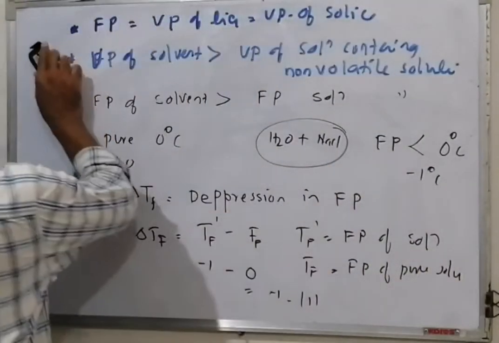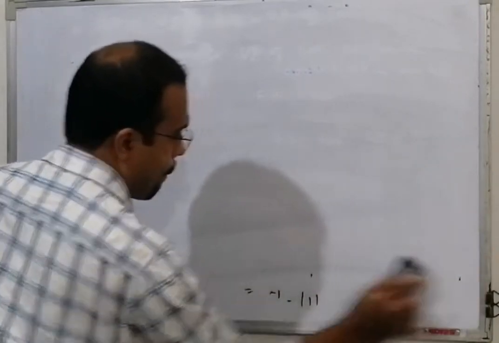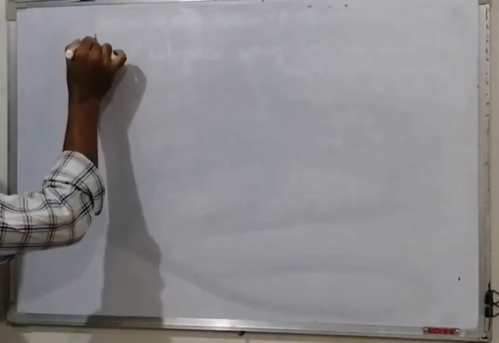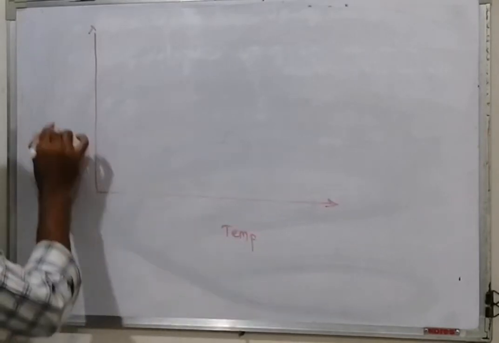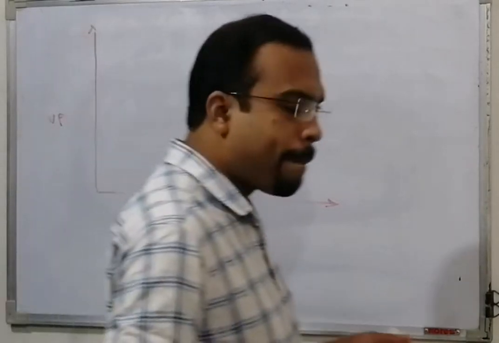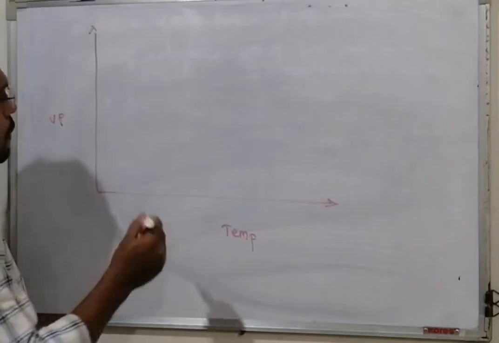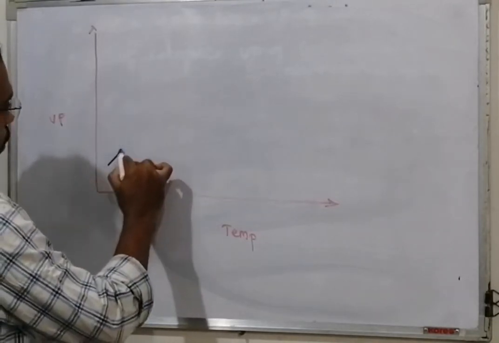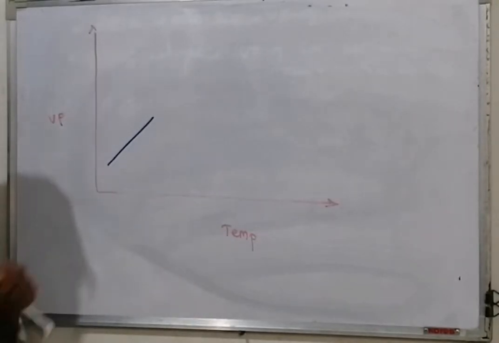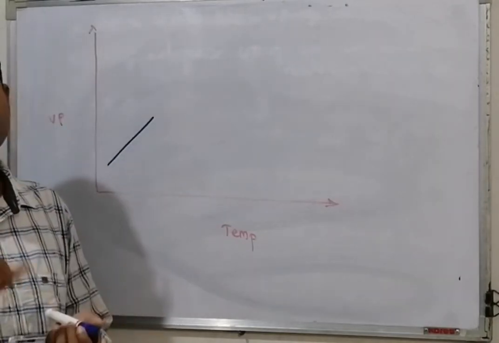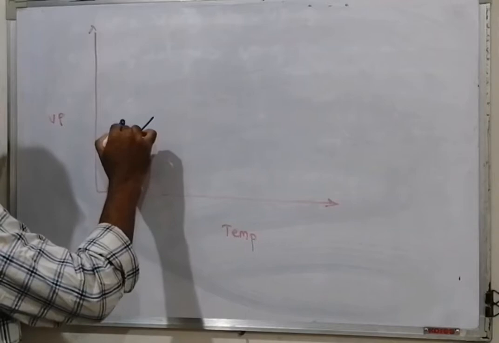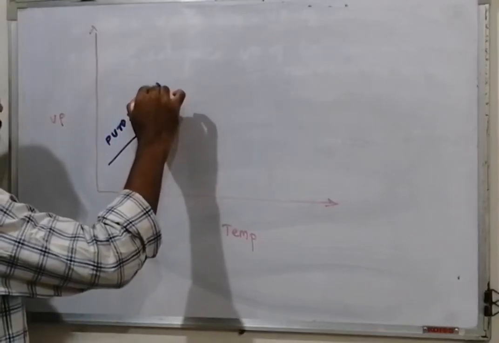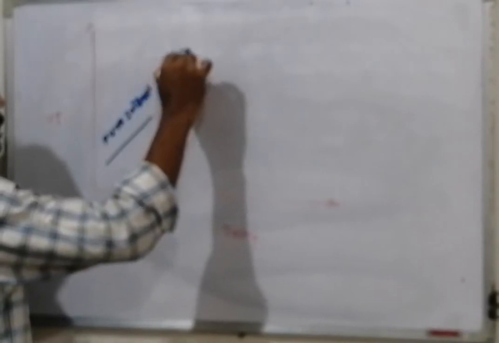Now, we can graphically express this. Students, please see how I draw this graphically. Suppose you have an x and y axis. This is temperature. This is vapor pressure. Suppose I draw a graph like this. The temperature increases, vapor pressure increases. That is the case for every state, whether it is solid or liquid. When temperature increases, vapor pressure increases. I draw this as the vapor pressure of pure solvent in solid state.